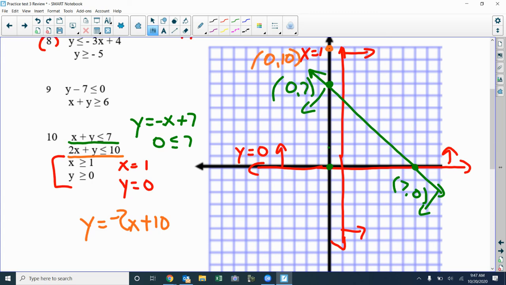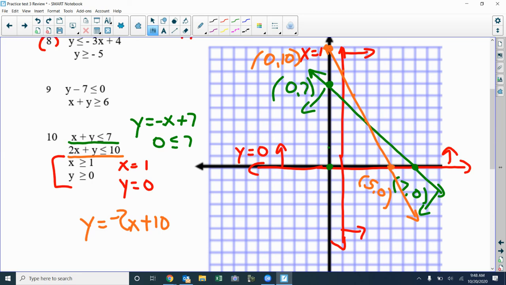And our slope is negative 2 over 1. So down 2 over 1, down 2 over 1, and so on. 1, 2, 3, 4, 5. So this point is 5, 0. We're looking at a straight line up through here.